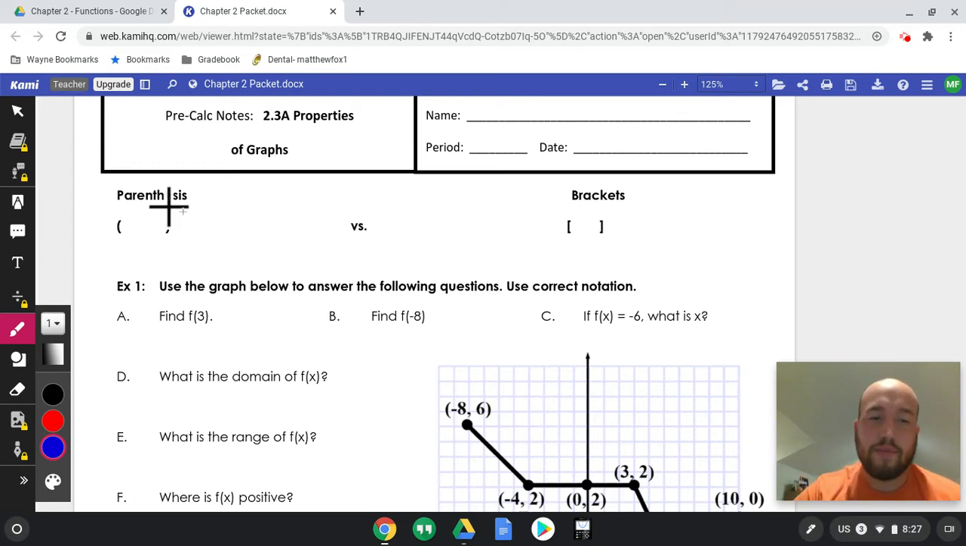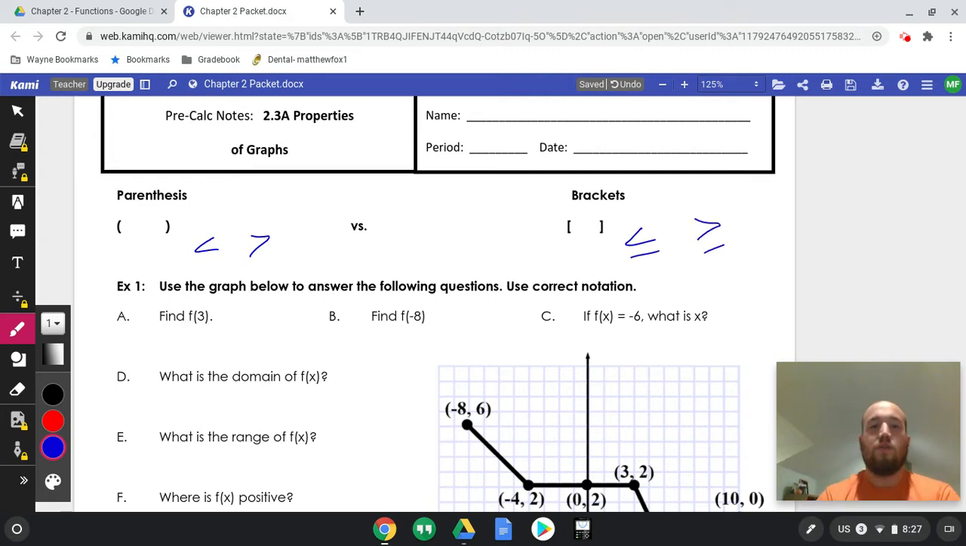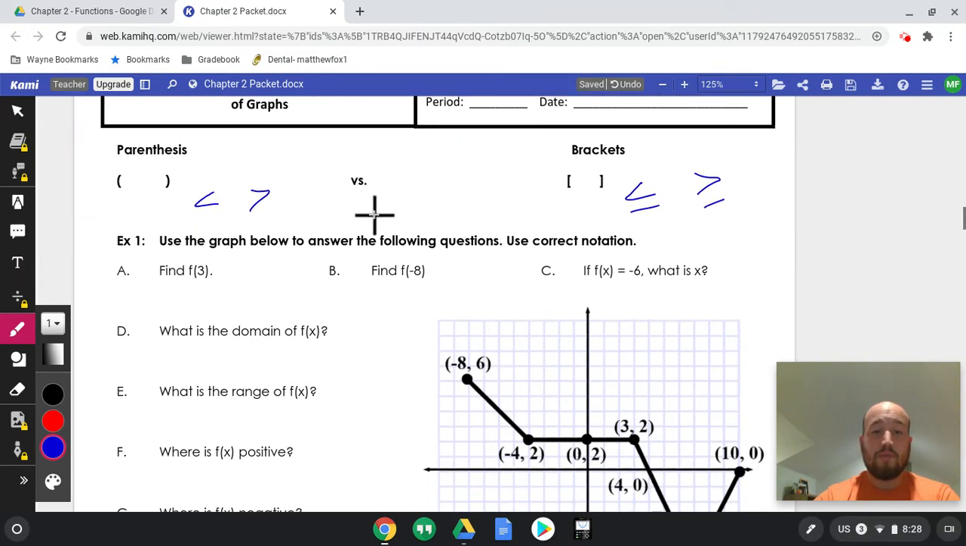So if we look here at the top, the first thing I want us to address is parentheses versus brackets. We've all seen parentheses for our ordered pair. When we're writing parentheses today, it represents the less than or greater than sign. And if it's brackets, then that means it's less than or equal to or greater than or equal to. So that is how we distinguish. If it's just parentheses, then that means less than or greater than. We won't need that quite at the start, but eventually we will.